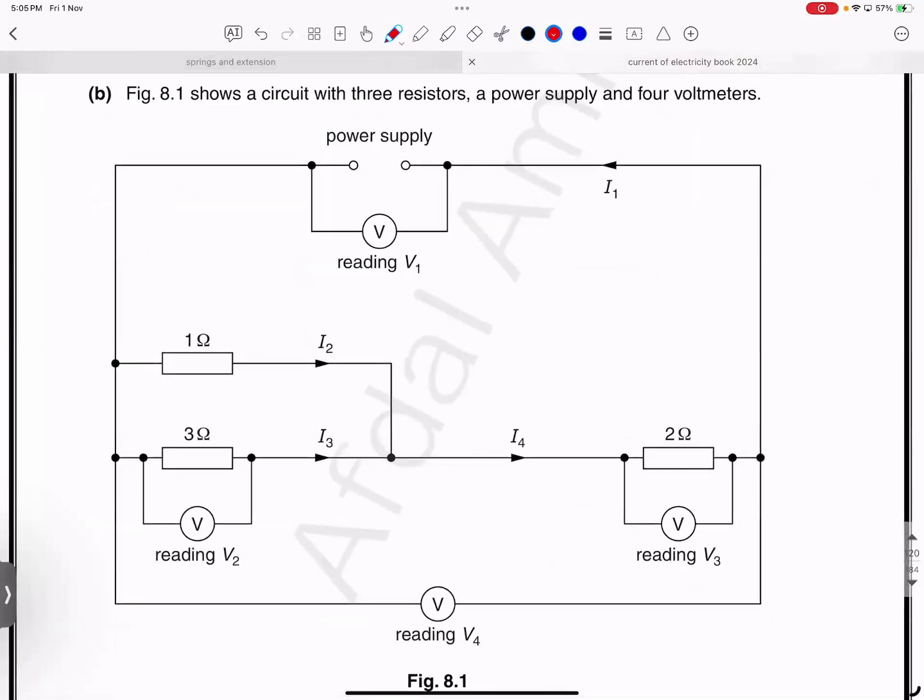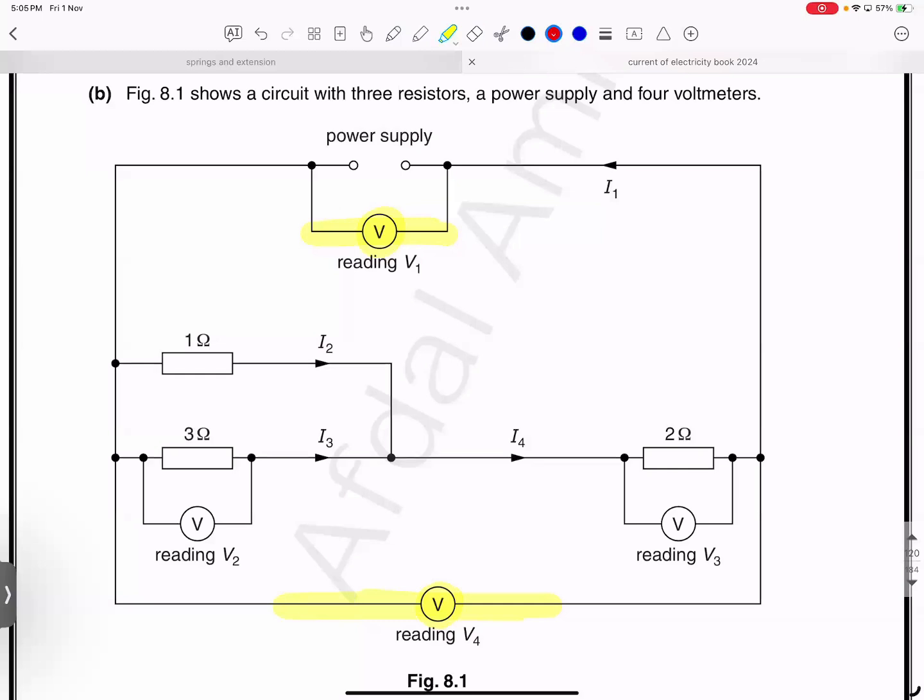The figure shows a circuit with 3 resistors, a power supply, and 4 voltmeters. Okay, voltmeter V1 is parallel to the battery. It's a good concept of parallel and series. V4 is also parallel. Please look, how many of you think that they are the same readings?